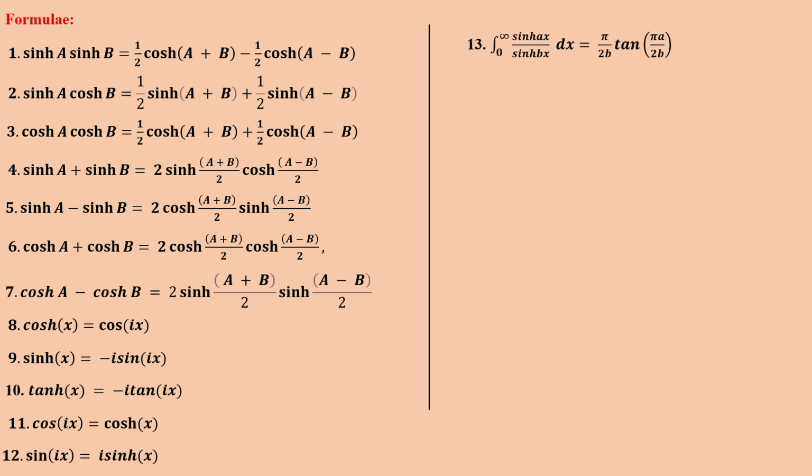Then the 13th one, some formulas in definite integrals: integral 0 to infinity of sinh ax by sinh bx dx is equal to pi by 2b tan(pi a by 2b). Then the 14th formula: integral 0 to infinity of cosh ax by sinh bx dx is equal to pi by 2b sec(pi a by 2b), right? We'll see the problem.